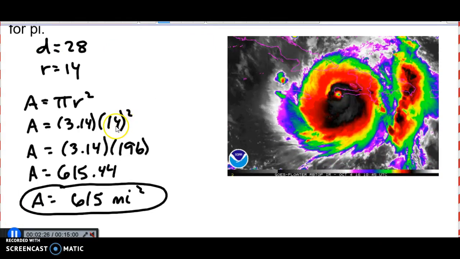So I square 14, which gives me 196. I multiply it by pi, and I get an area of 615.44. So to the nearest mile, that would be about 615 miles squared.